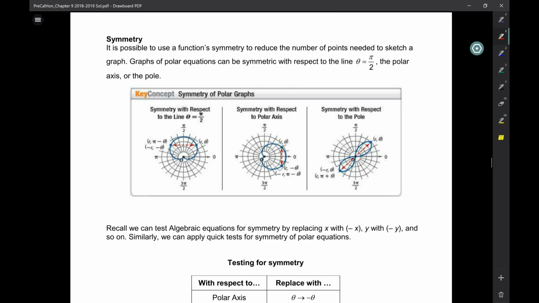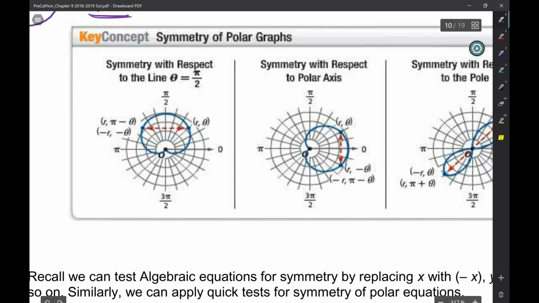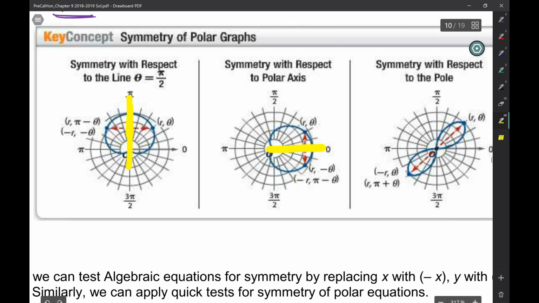Graphs of polar equations can be symmetric with respect to the line theta equals pi over 2, the polar axis, or the pole. So take a look at this one. This graph here has symmetry with respect to theta equals pi over 2. Okay, so you see how it's symmetric along that vertical line? This one here is symmetric with respect to the polar axis. This one is symmetric with respect to the pole, right? It's just like being symmetric with respect to the origin or the x-axis or the y-axis.